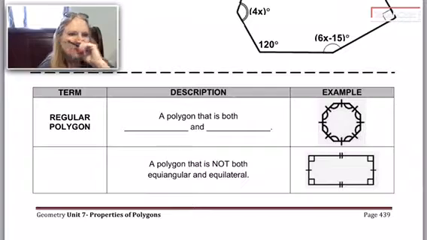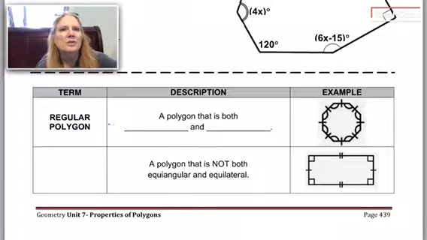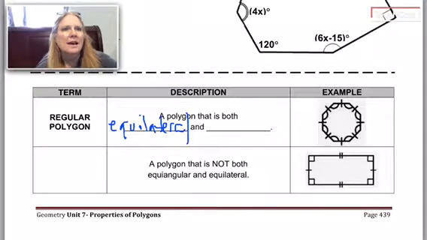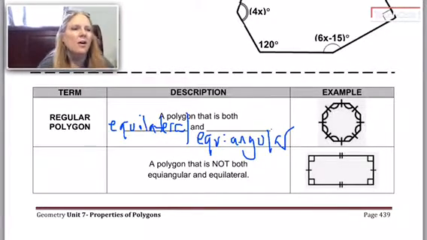A regular polygon is a polygon that is both equilateral and equiangular. All of the angles have the same measure and all of the sides have the same measure. So it's just a special type of polygon.